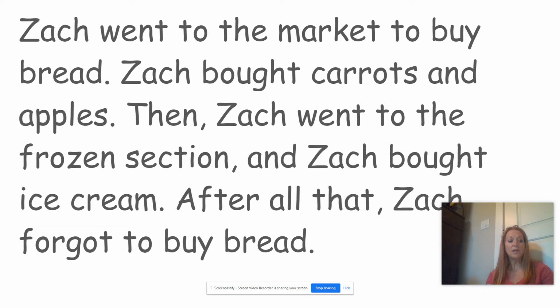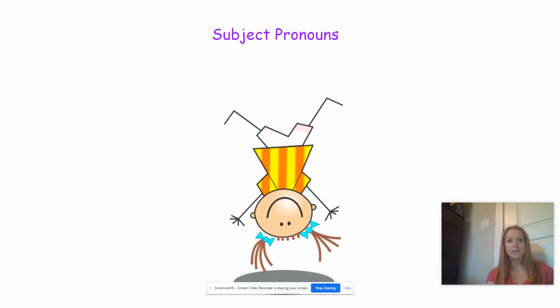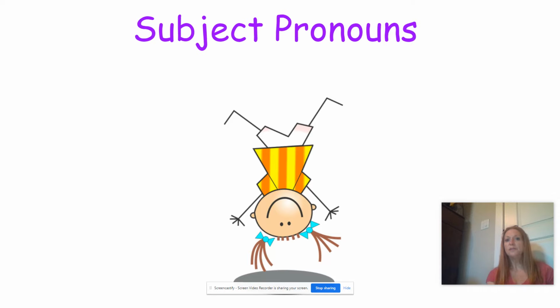Okay, so today we're going to talk about what type of pronoun? That's right, subject pronouns. Subject pronouns are pronouns that replace the subject of a sentence. We're going to talk a little more about that. Let's look at the subject pronouns. Here are those subject pronouns.